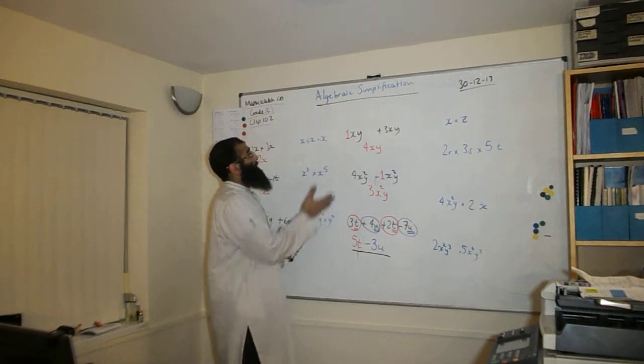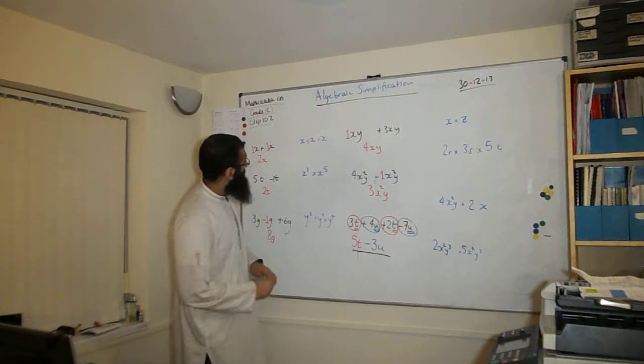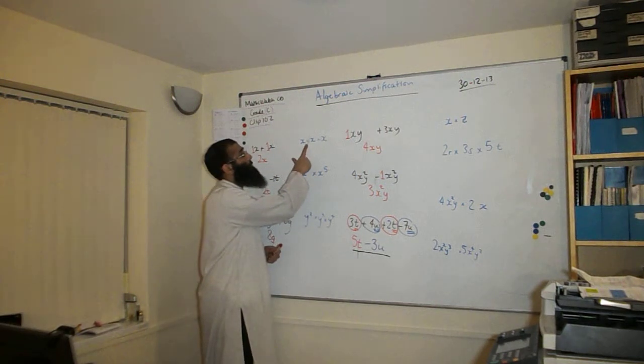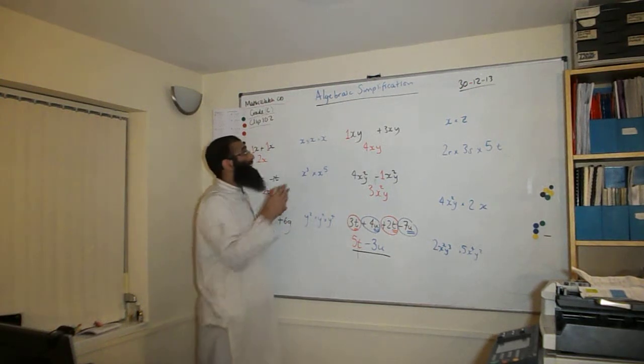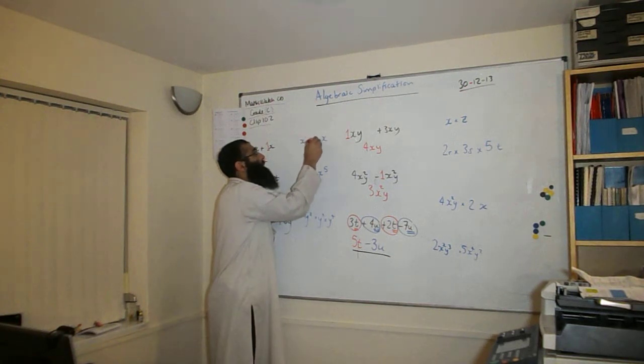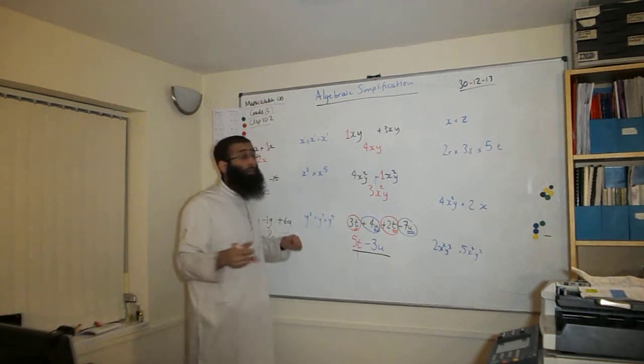Okay, now we're going to switch off. Now we're going to move towards the blue questions. We have x times by x times by x. Now this one will now involve indices. So any letter or number which has no power has an automatic power of 1, or default power of 1.